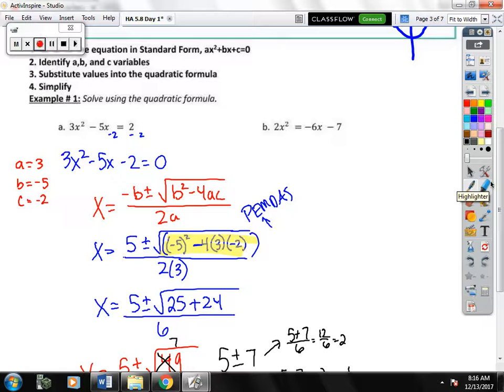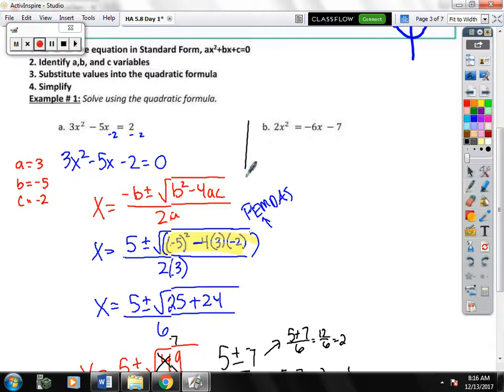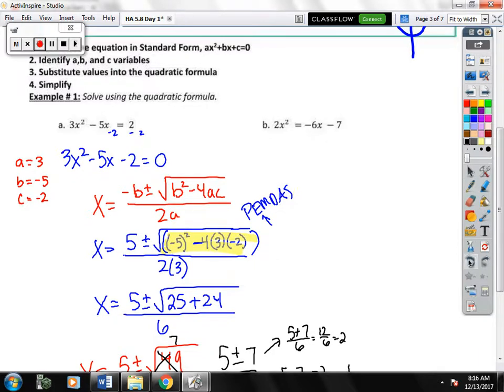All right, let's do one more together, and then I'm going to let you guys try one on your own on the back. Again, once I show this, it really ends up just becoming plugging in. We call it plug and chug.